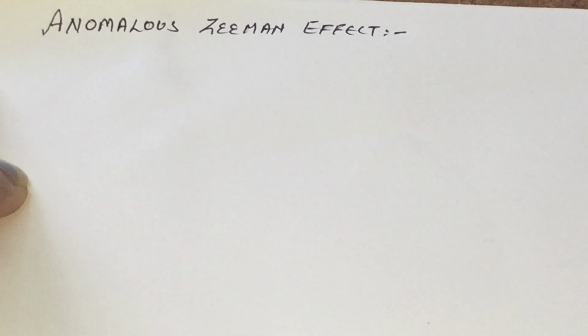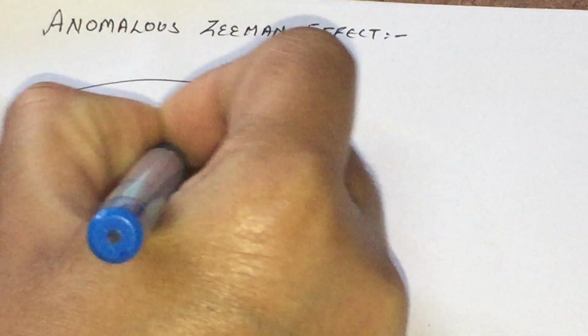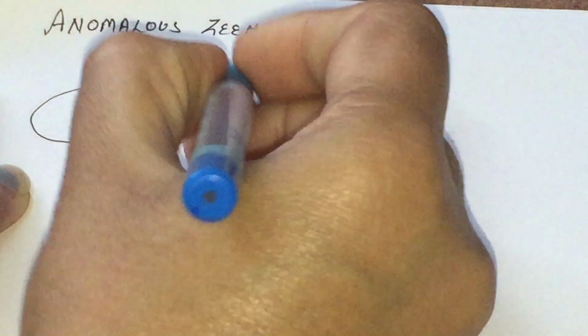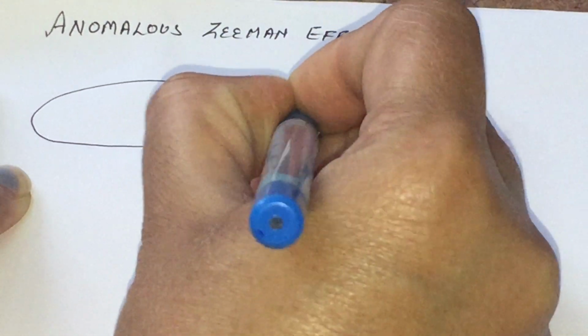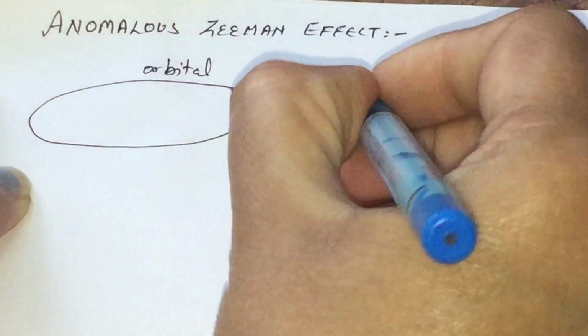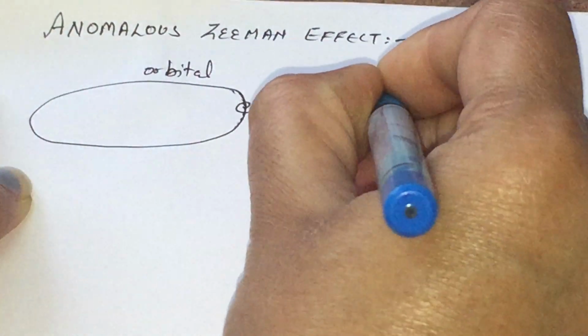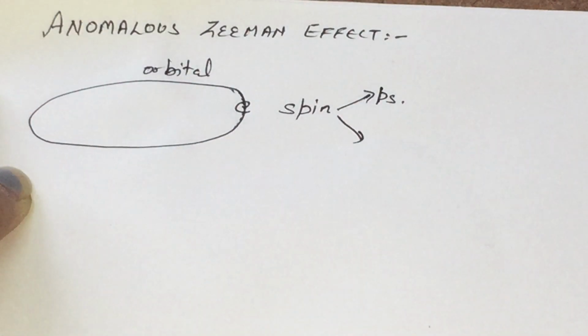Hello students, today our topic of discussion is the anomalous Zeeman effect. As we know, in the vector atomic model we consider two motions of the electron: one is spin motion and another is orbital motion. Due to spin motion there come into existence two types of angular momenta.